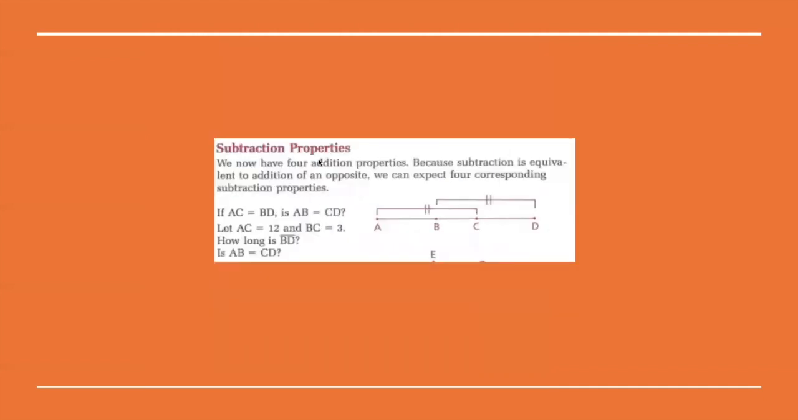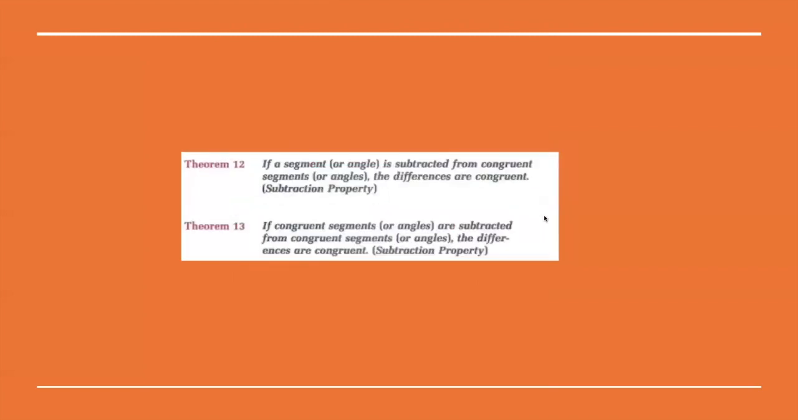Subtraction properties. We now have 4 addition properties, and because subtraction is equivalent to addition of an opposite, we can expect 4 corresponding subtraction properties. Some questions we can ask are, if AC is equal to BD, is AB equal to CD? Let AC be 12 and BC be 3. How long is BD? Is AB equal to CD? If a segment or angle is subtracted from congruent segments or angles, the differences are congruent. If congruent segments or angles are subtracted from congruent segments or angles, the differences are congruent.